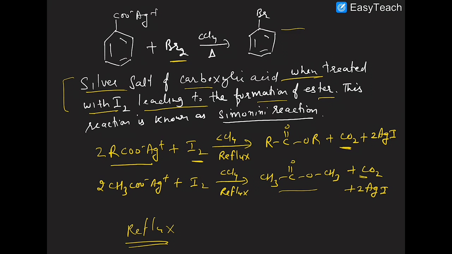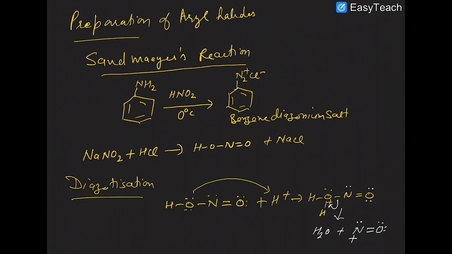Now we have to look at the preparation of aryl halide. The first reaction is the Sandmeyer reaction. Now what happens in the Sandmeyer reaction? This is aniline. Aniline reacts with nitrous acid. Now nitrous acid can never be prepared and stored. It is always prepared in the solution wherever it is required.